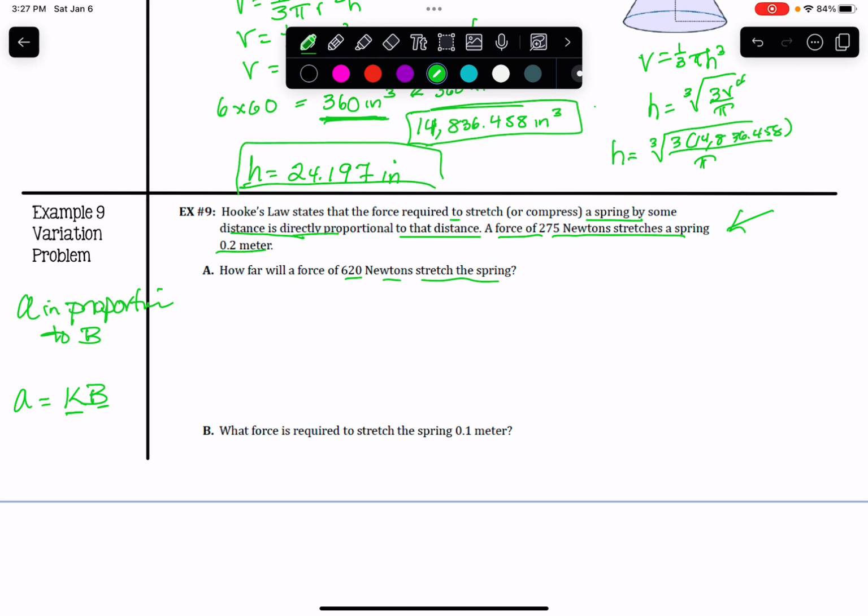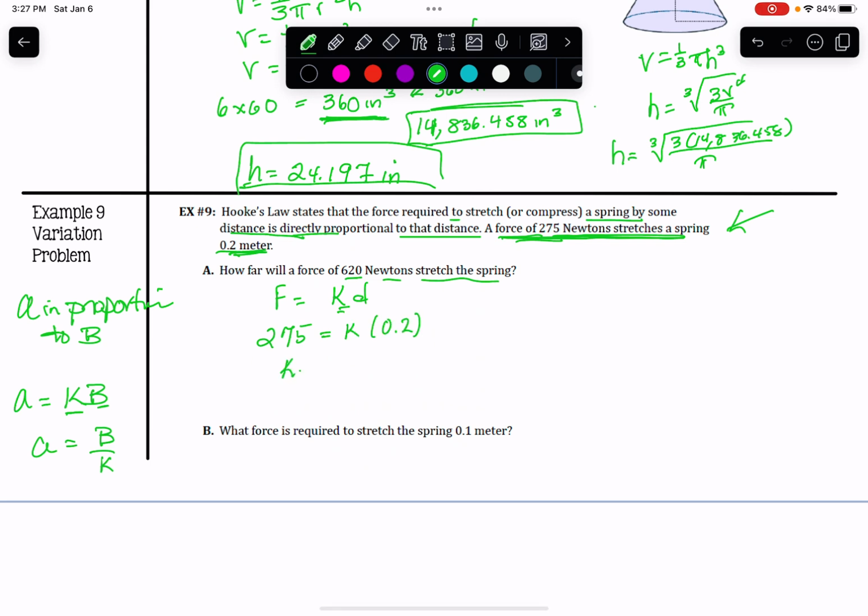That's directly. If it's inversely proportional, it would be A is B over K. Hopefully you've seen that before. So when we're writing an equation, let's use, did they give us some variables? Not really. So let's use F for force would equal K times some distance D. All right. And so we need to find this K, but they gave us this so we could find the K. They gave us 0.2 meters and its force is 275. So we'll substitute 275 equals K times 0.2.